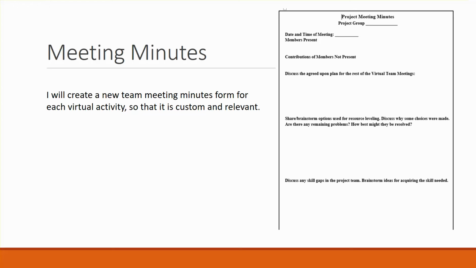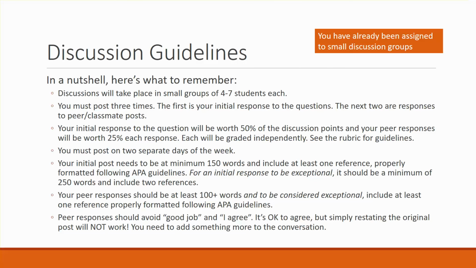For each of the 4 meetings, there will be a custom form that will be relevant. It'll have different questions on it, and whoever is acting as the project manager will fill out the form for everyone. And I do want to note that the date and time of the meeting and the members present are listed, as well as contributions of members not present. This is where you would make sure that you identify that anybody who didn't participate in the live virtual meeting is included.